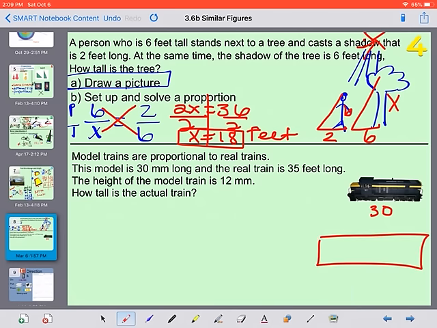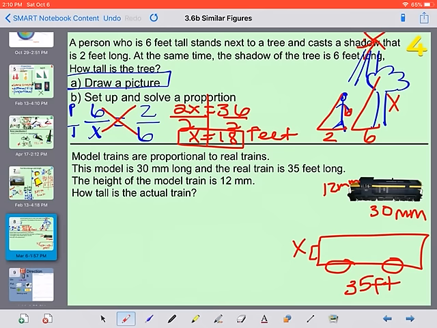I'm just going to draw a rectangle because I cannot draw a train. Here's our train, the little front piece. The real train is 35 feet long. This is millimeters. This is in feet. The height of the model train is 12 millimeters. So I know this is 12 millimeters. We want to figure out how tall is the actual train, x.